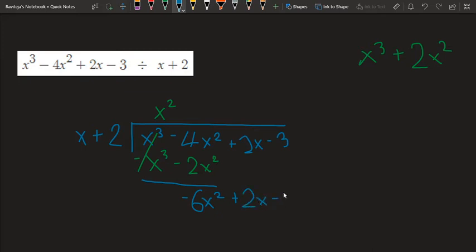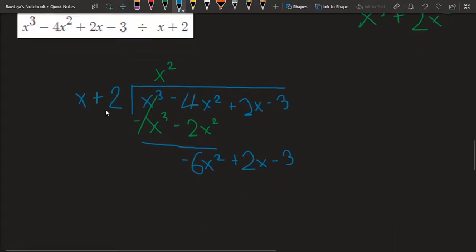Okay, cool. We got rid of our first term, x cubed. Now let's move on to our next term, which is minus 6x squared. Once again, we want to look at it in the same way as we did for x cubed. X times what equals negative 6x squared? Well, it's just negative 6x. X times negative 6x equals negative 6x squared. So that would be our next term in our answer, minus 6x. So x plus 2 times minus 6x equals negative 6x squared minus 12x.